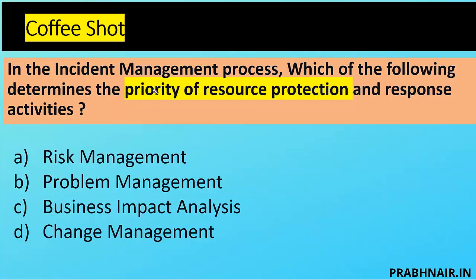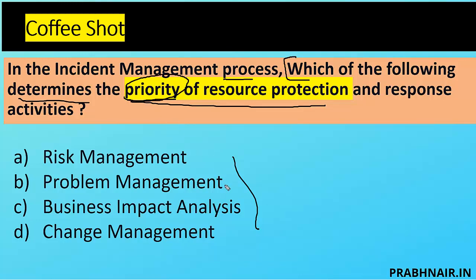In the incident management process, the scope is which of the following? Determine the priority of the resource protection response activity. Three keywords are there: determine, and second is priority, because it is not possible for us to give attention to all the assets. Option A, risk management. Risk management is a process of identifying the impact. No doubt, risk management helps me identify what we need to protect and what we need to ignore, but it doesn't help me prioritize. The question says the priority of the resource.